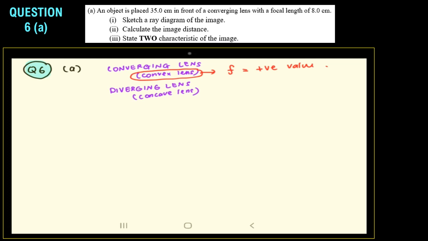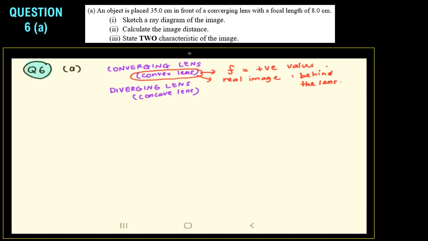And remember, untuk lens, all real image is formed behind the lens. Tapi kalau untuk mirror, virtual image yang form behind the mirror. Itu benda yang you kena ingat.